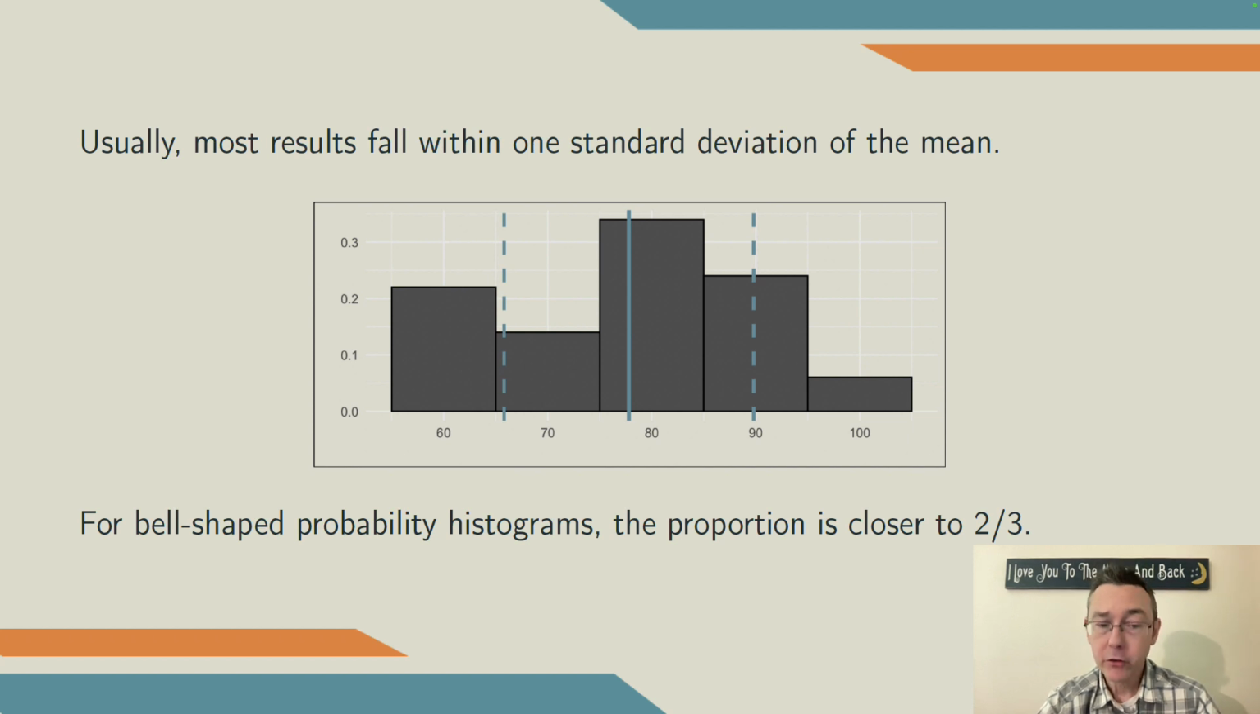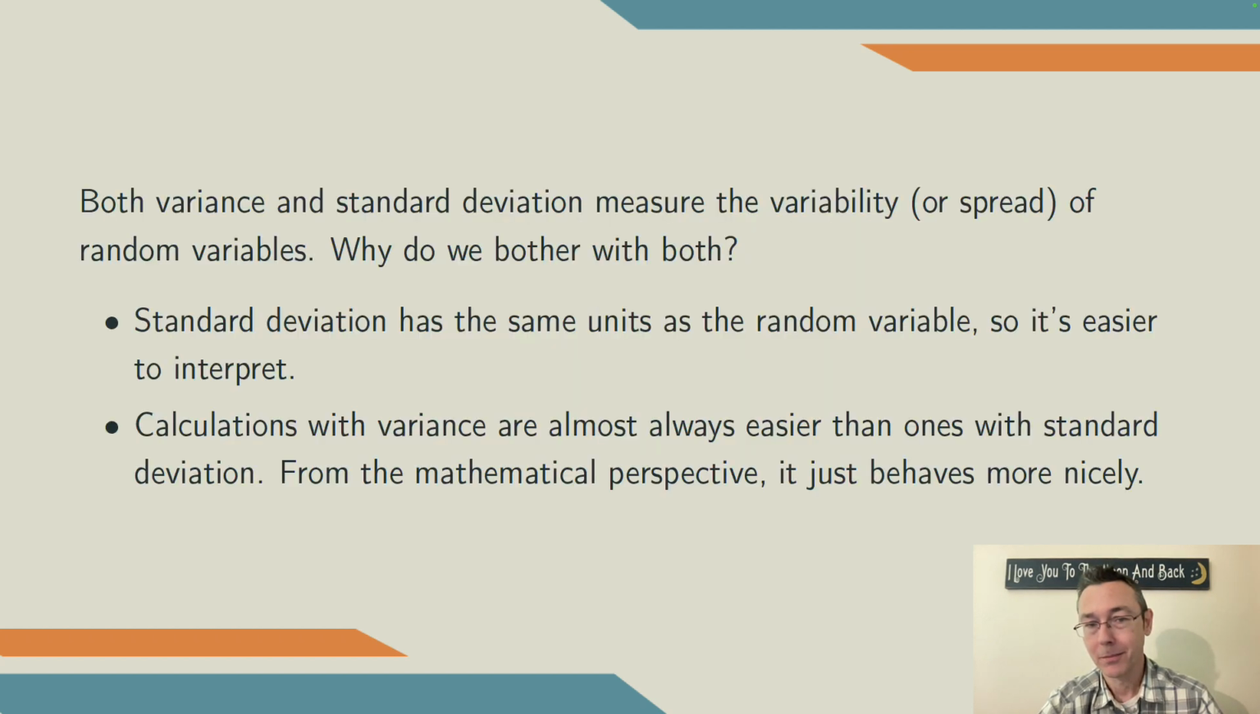Now, if you have a bell-shaped probability histogram, something that's looking a little bit more like a normal distribution, that proportion will in general be closer to 2/3.